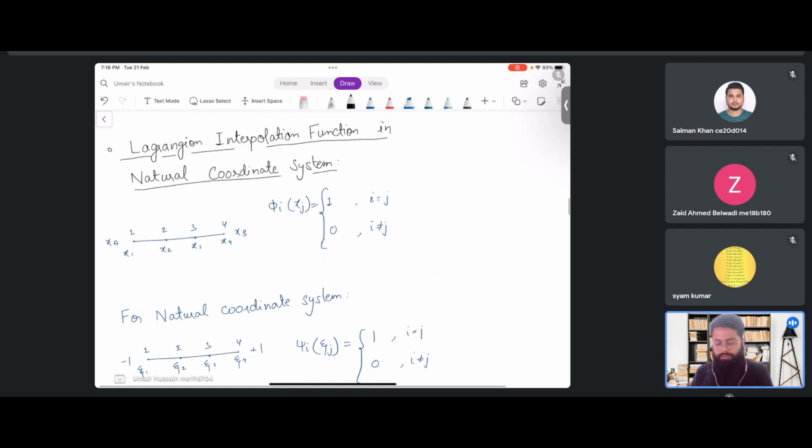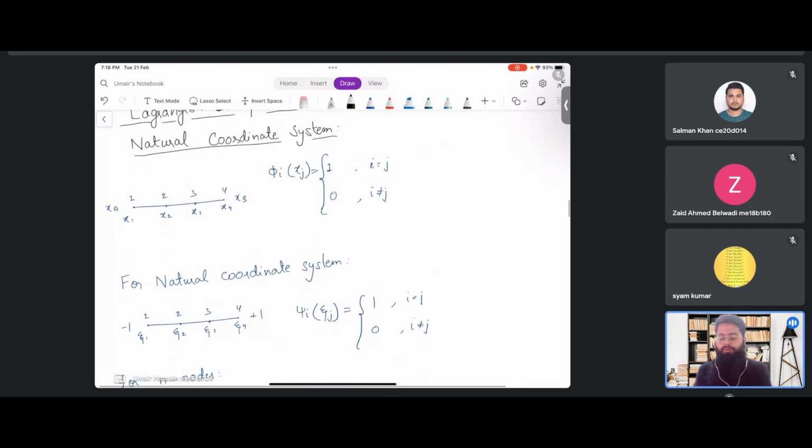Okay, so I hope it's clear till here. Then we studied the Lagrangian interpolation function and natural coordinate system. In the previous part of this course we studied some approximation or interpolation functions, but they were in the original coordinate system.